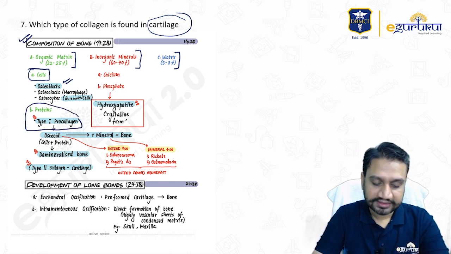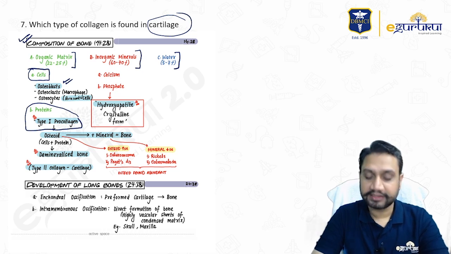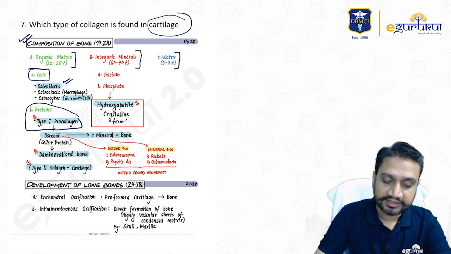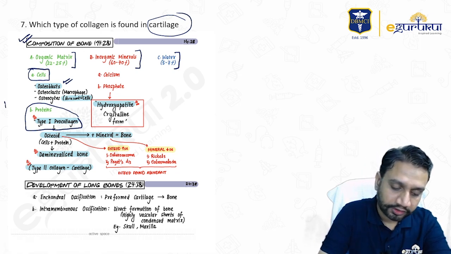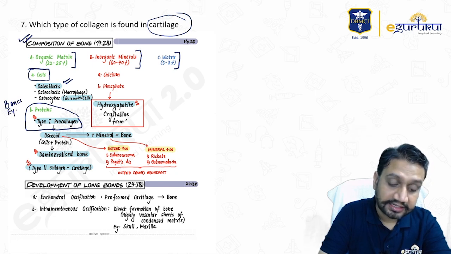This osteoblast secretes a protein which is known as collagen, which is the type 1 collagen. This type 1 collagen is present at multiple locations. For example, it is present in bones. It is present in the eyes, the sclera. It is present in teeth. It is present in the ligaments, right?